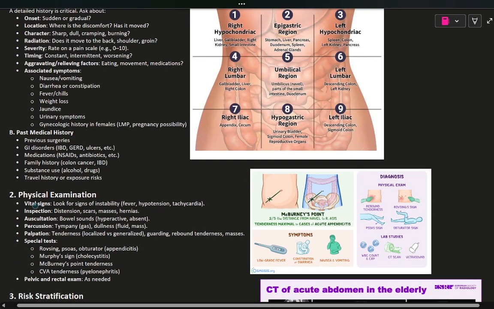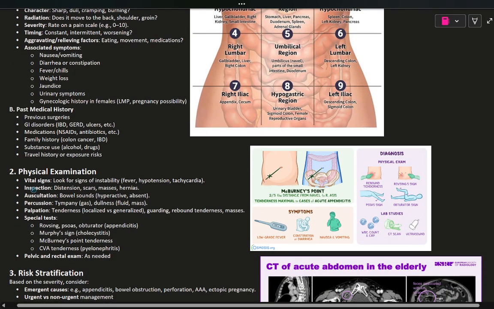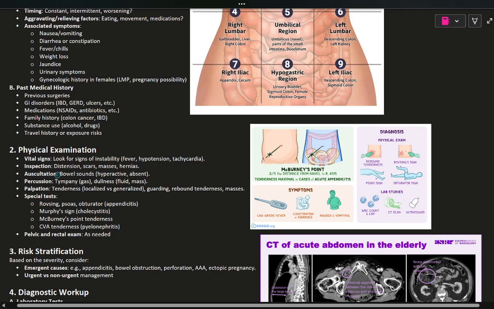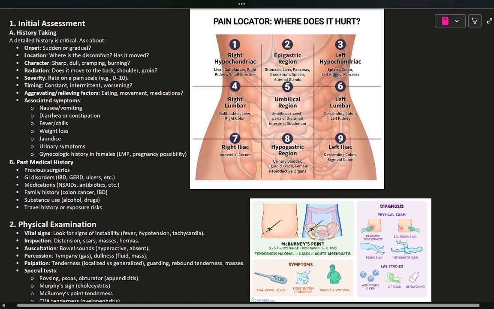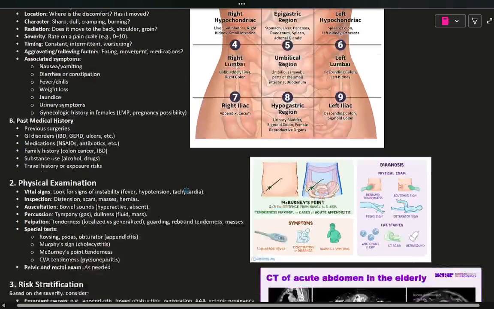So obviously, we start with the vital signs. Look for signs of instability, such as whether they're having fever, whether their blood pressure is significantly low, whether their heart rate is significantly fast. We also have to inspect their abdomen. Look for any distensions, scars, masses, or hernias. Also, listen for any bowel sounds by placing your stethoscope on their abdomen, typically in 4 quadrants, so right about here, also here, and then here, and then here.